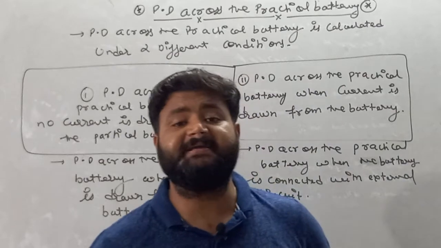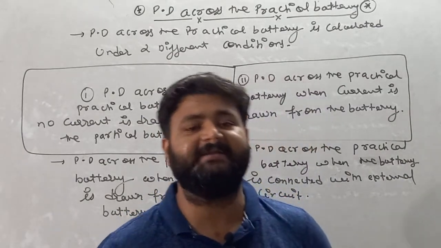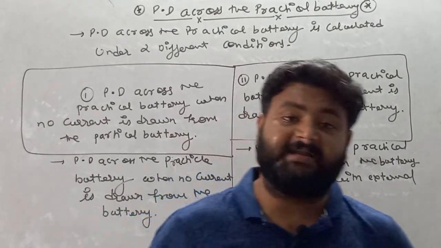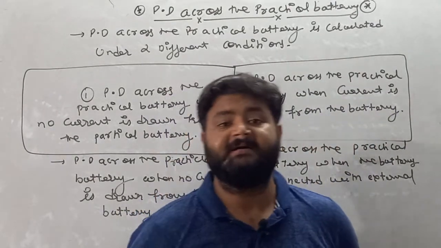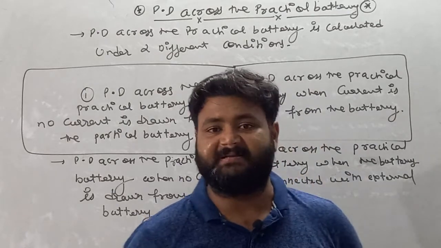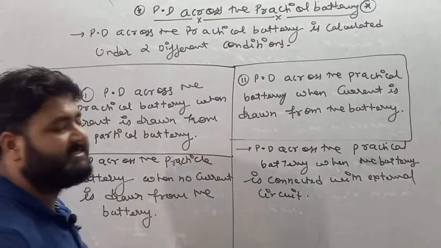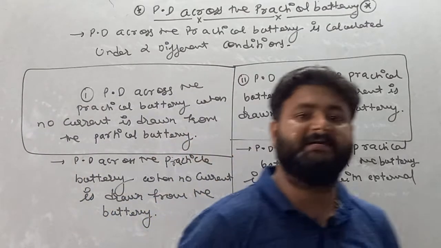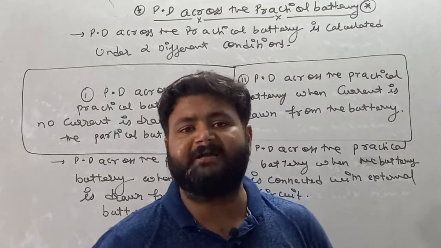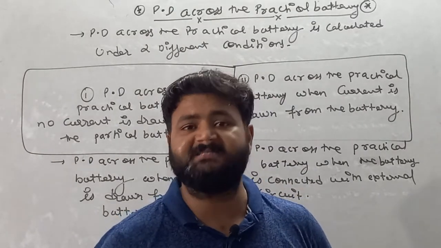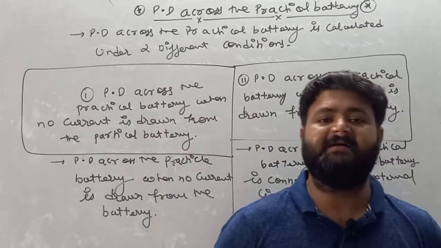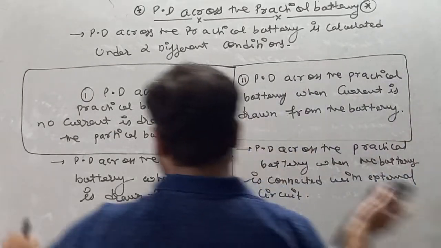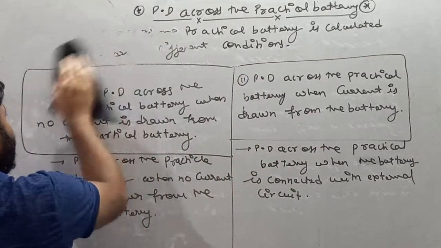So if the battery is not connected with any external circuit, it means no current is drawn from the battery. And if the battery is connected with any external circuit, it implies current is drawn from the battery. So let's discuss both the cases separately. First, we'll discuss potential difference across the practical battery when no current is drawn from the battery. It means the battery is not connected with any external circuit. So write down case first.